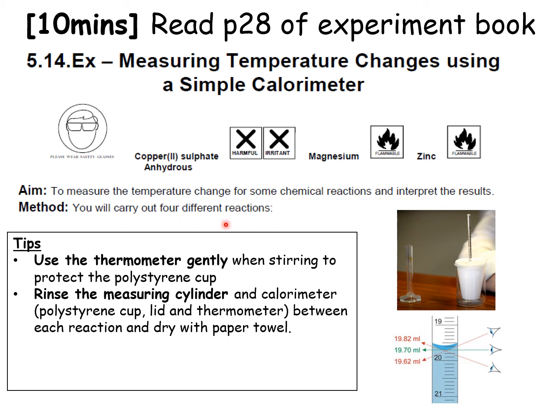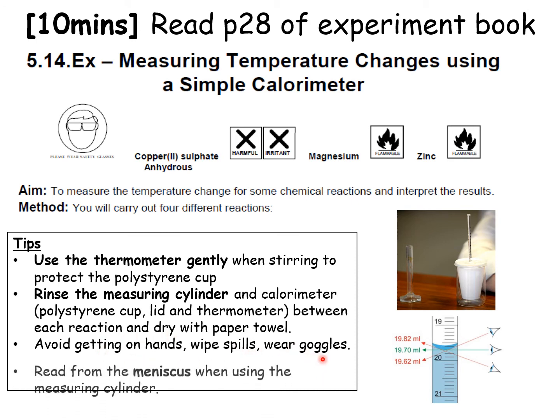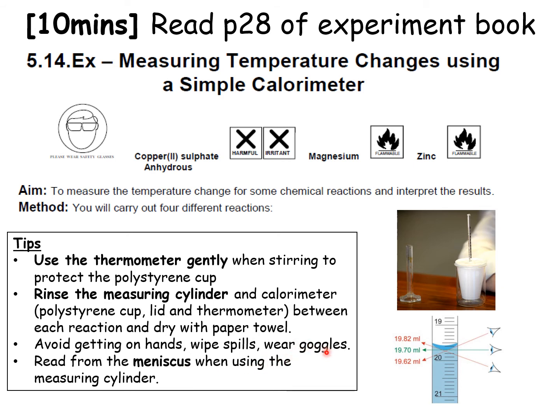So you've got 4 different reactions. You'll use the same calorimeter. You'd want to wash it between each reaction and dry with a paper towel. And avoid getting any of the reaction mixture on your hands, because you've got copper sulfate, which is a bit of an irritant to the skin. So avoid getting it on hands, and wipe spills, and wear gloves. Wear goggles, sorry. You don't have to wear gloves, but you can do it as an extra precaution there.